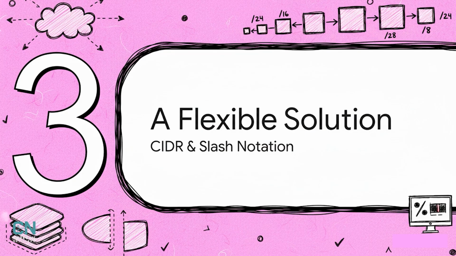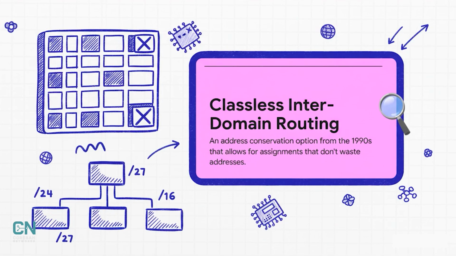Something had to give. The engineers at the time knew they needed a fix, and what they came up with was this elegant, flexible solution that we still rely on every single day. It's called Classless Inter-Domain Routing, or CIDR for short. And the big idea here was to just throw out those rigid classes, and instead allow for something called variable length subnet masks. In plain English, it meant that instead of those fixed blocks, network engineers could finally create networks of literally any size they needed.